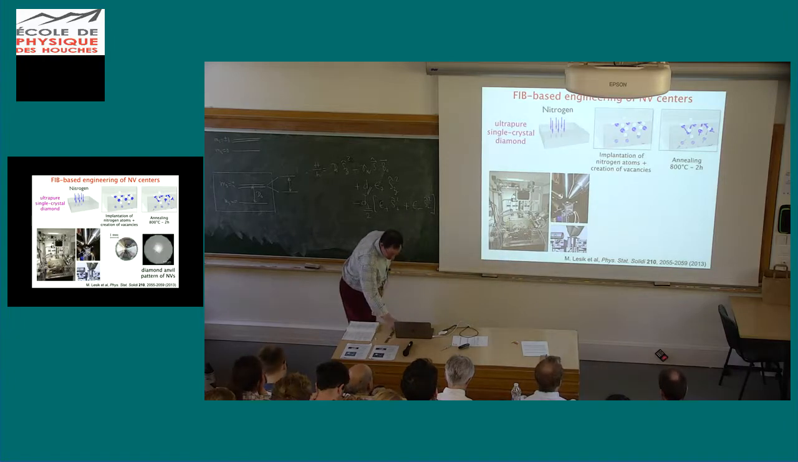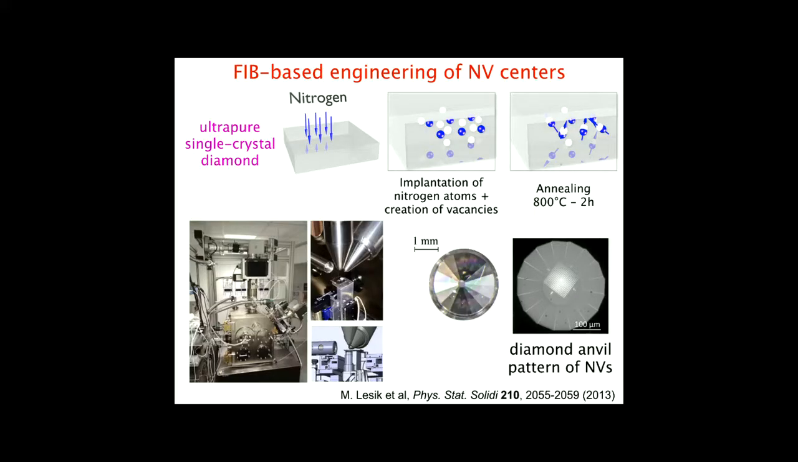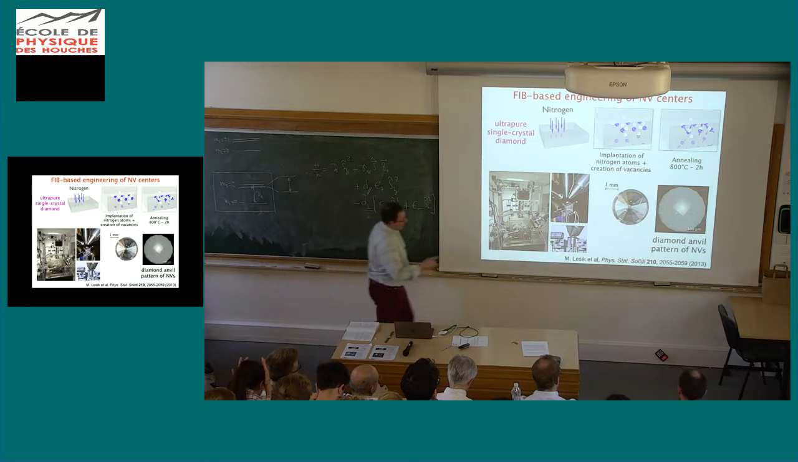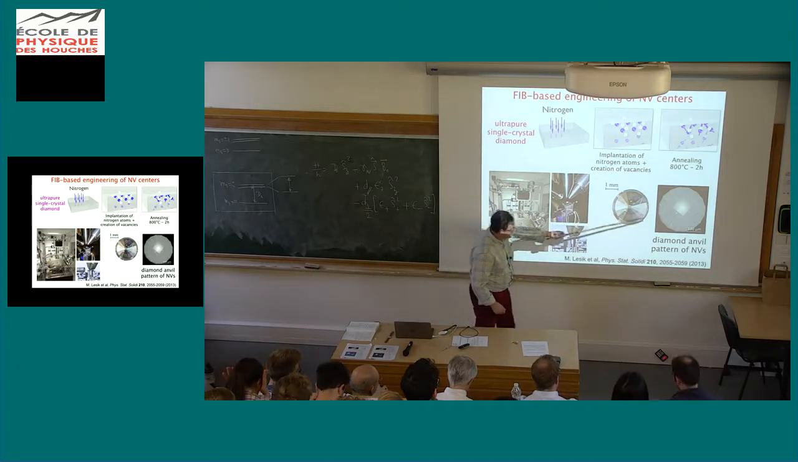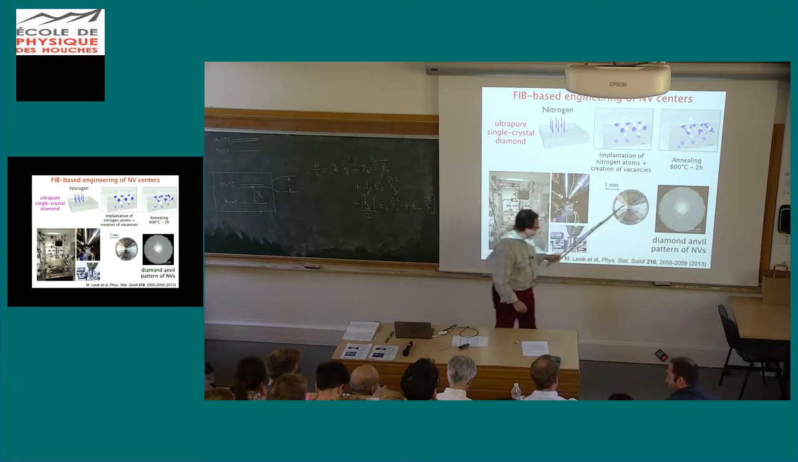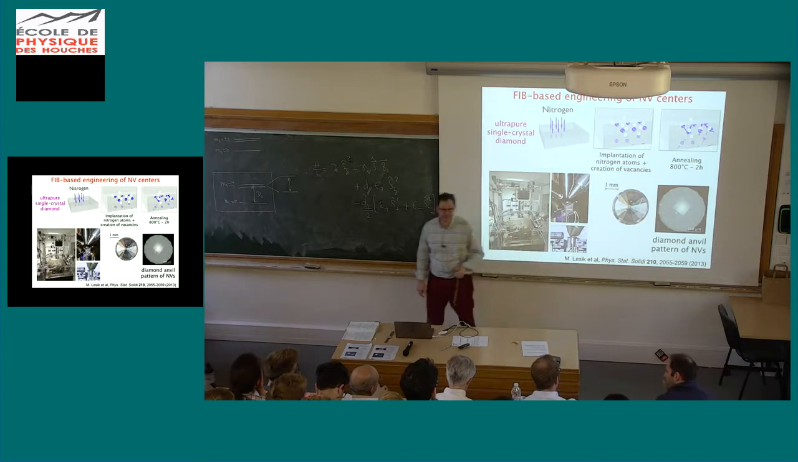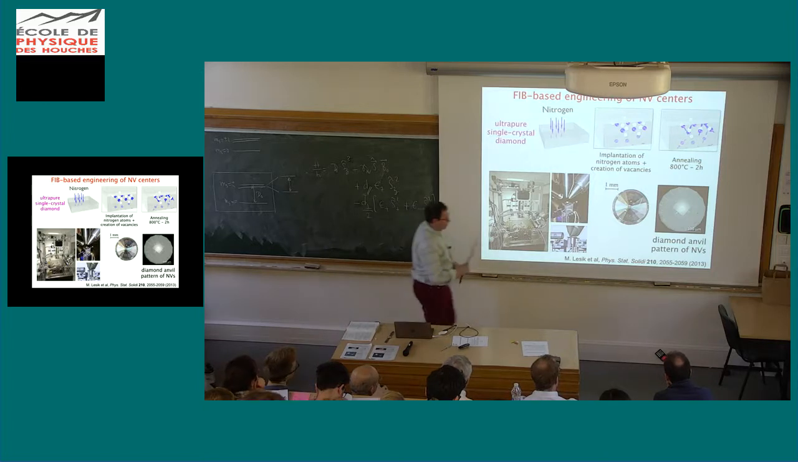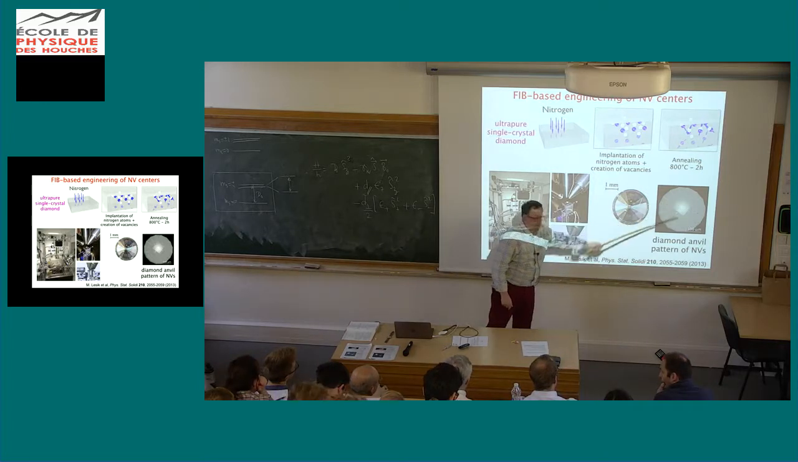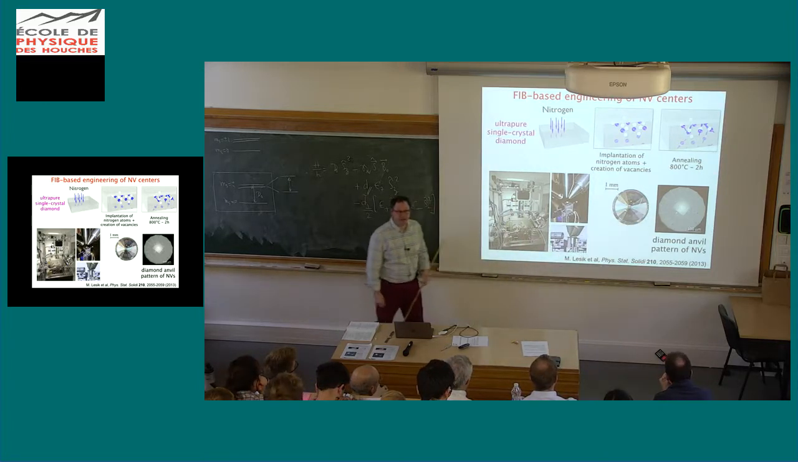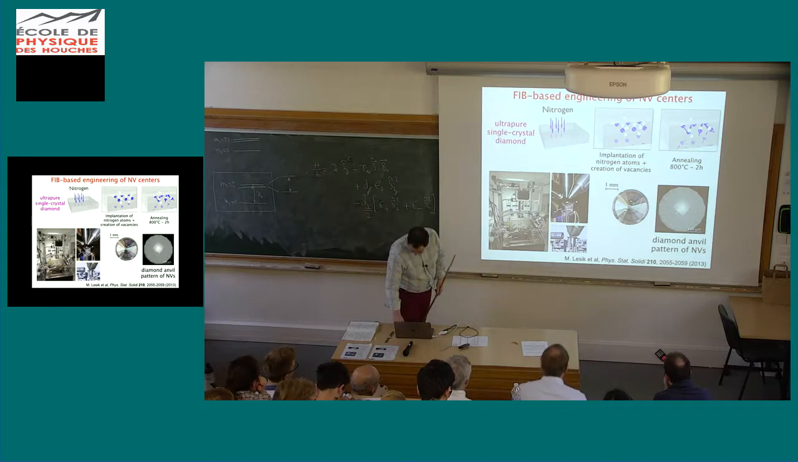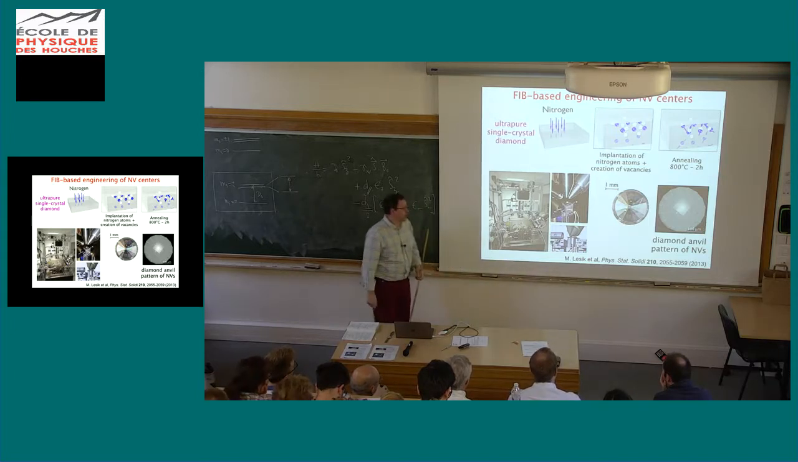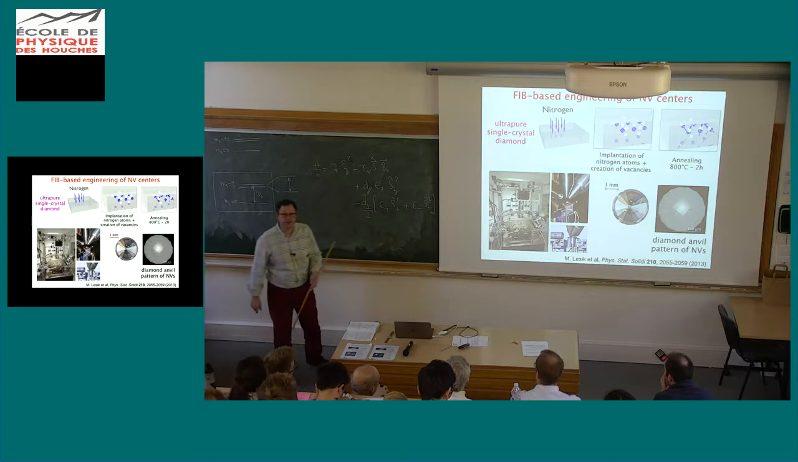And for instance, what you see here is a diamond anvil. I will explain why we chose that while we're working on that. And on top of it, on the culet here, which has a size of typically 100 micrometer, we can create a pattern of NV centers. Each of those spots has typically 10 NVs inside. And this technique is now currently used in many groups.